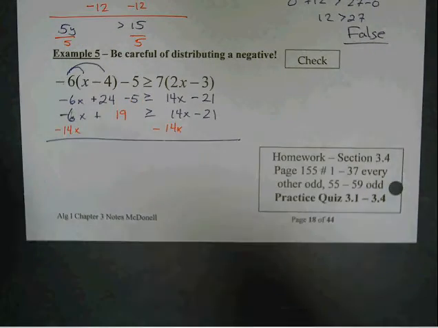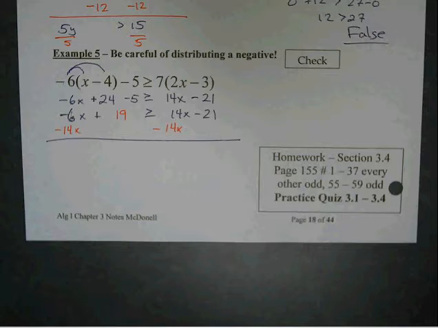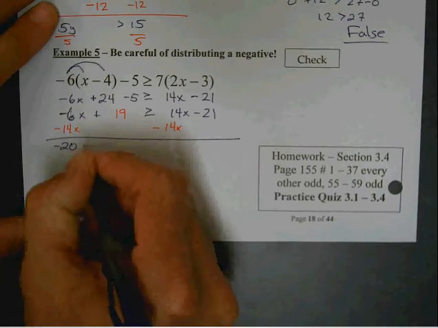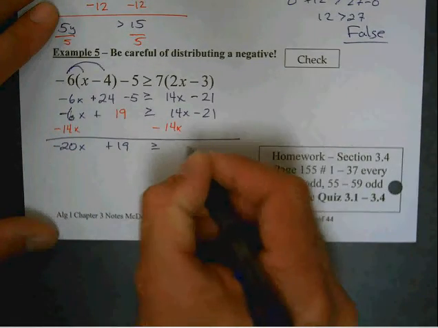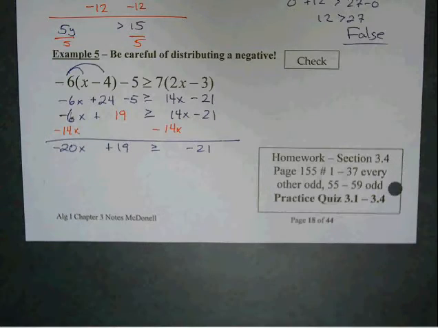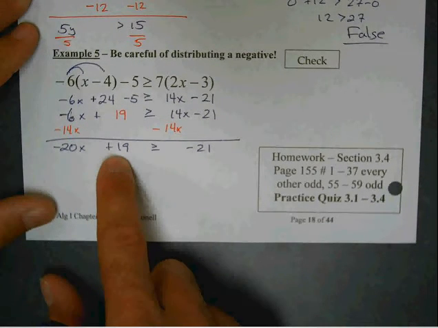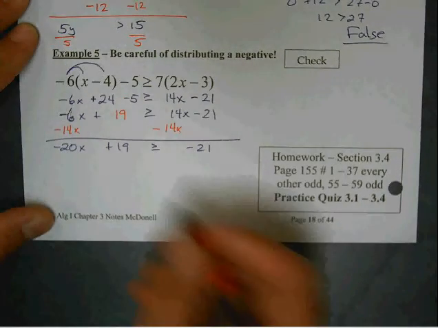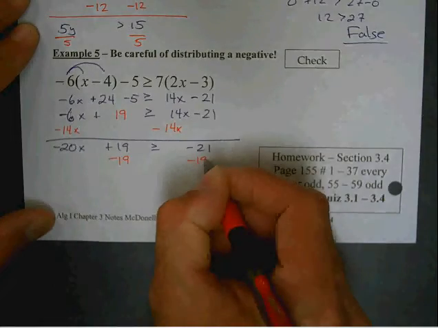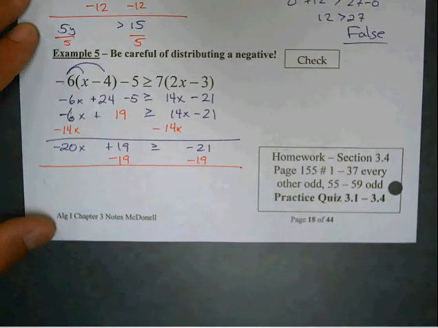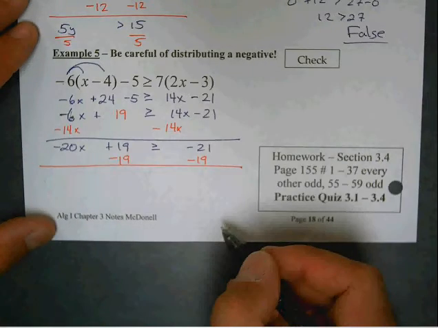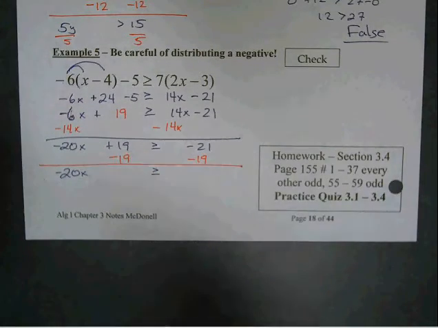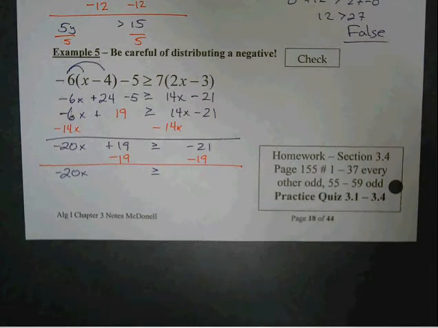Ashley, what's negative 6 and another negative 14? Negative 20. Plus 19 greater than negative 21. Pay attention to your signs here, your positives and negatives. Now I have a plus 19. John, how do I get rid of that? Subtract 19. So put a minus 19 underneath each one. Once again, draw your line. Ryan, you see how we're working it down here, just in a format. So negative 20x. Someone help me. Negative 21 minus 19 is negative 40. Thank you, Nate.